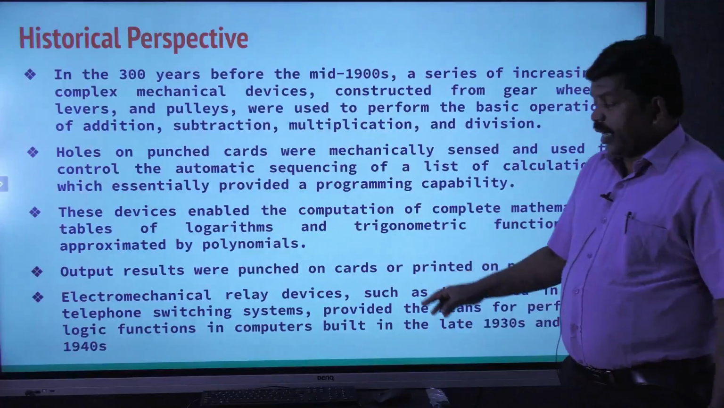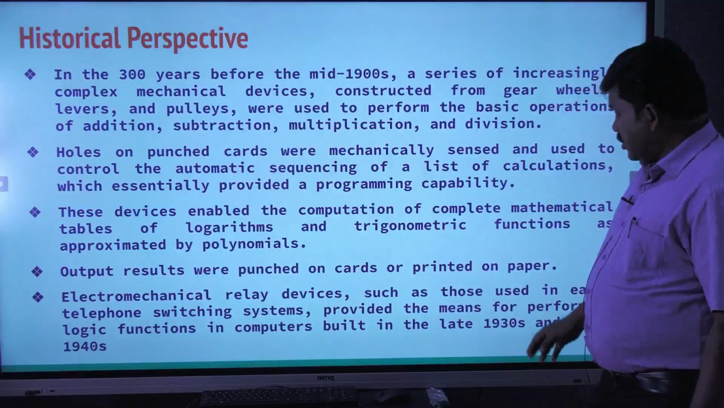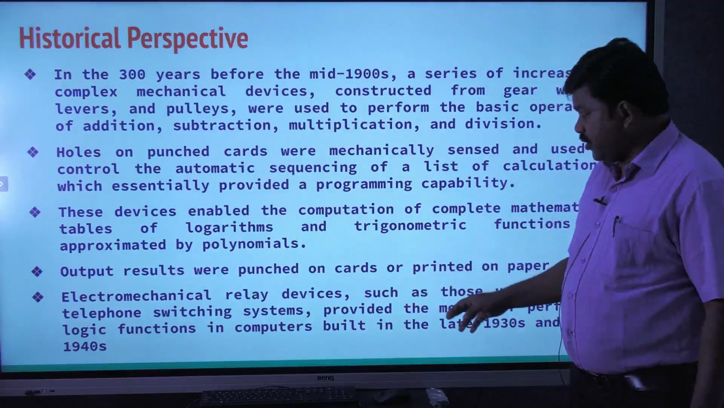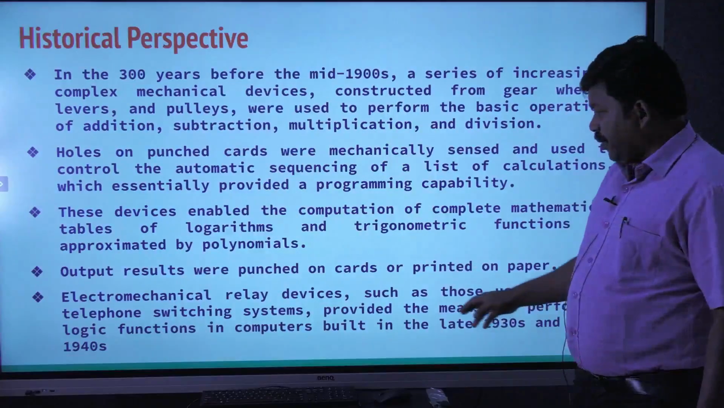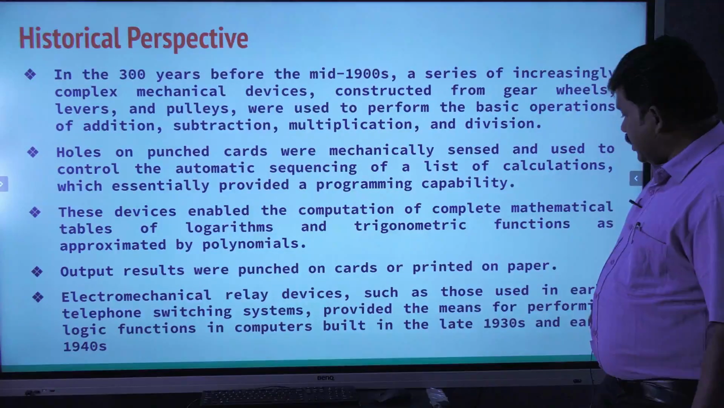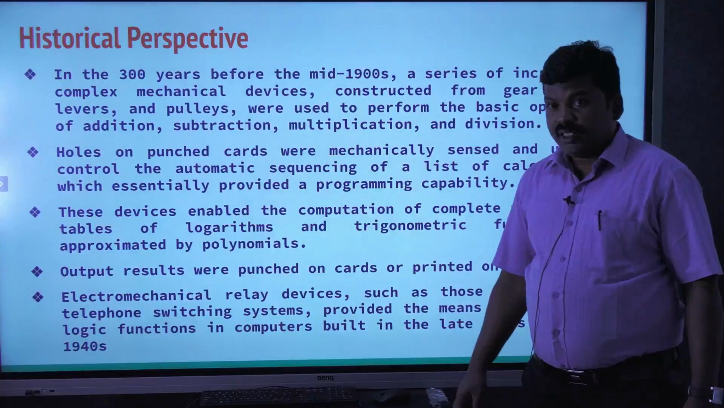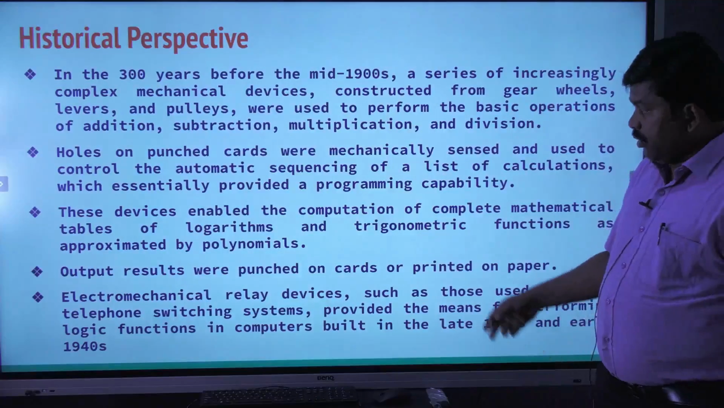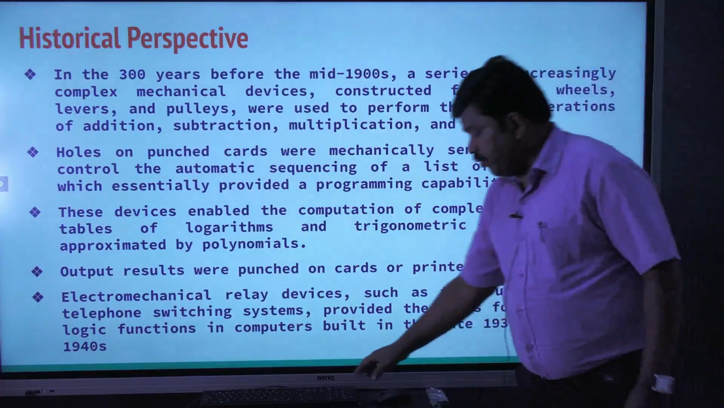After that, electromechanical relay devices, such as those used in early telephone switching systems, provided the means for performing the logic functions in computers built in the late 1930s and early 1940s. So this is the starting stage where the computer fundamentals were evolved.